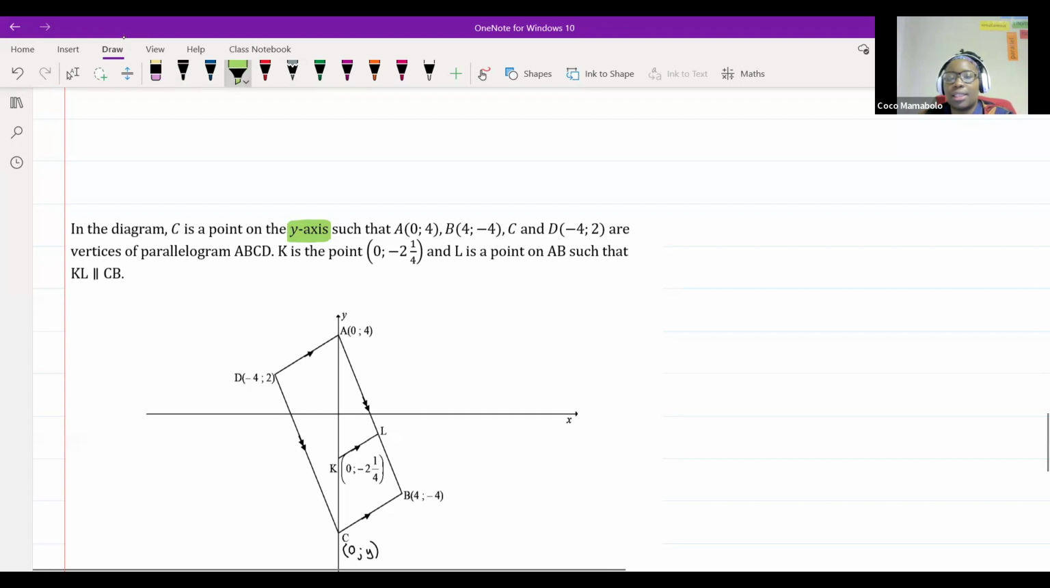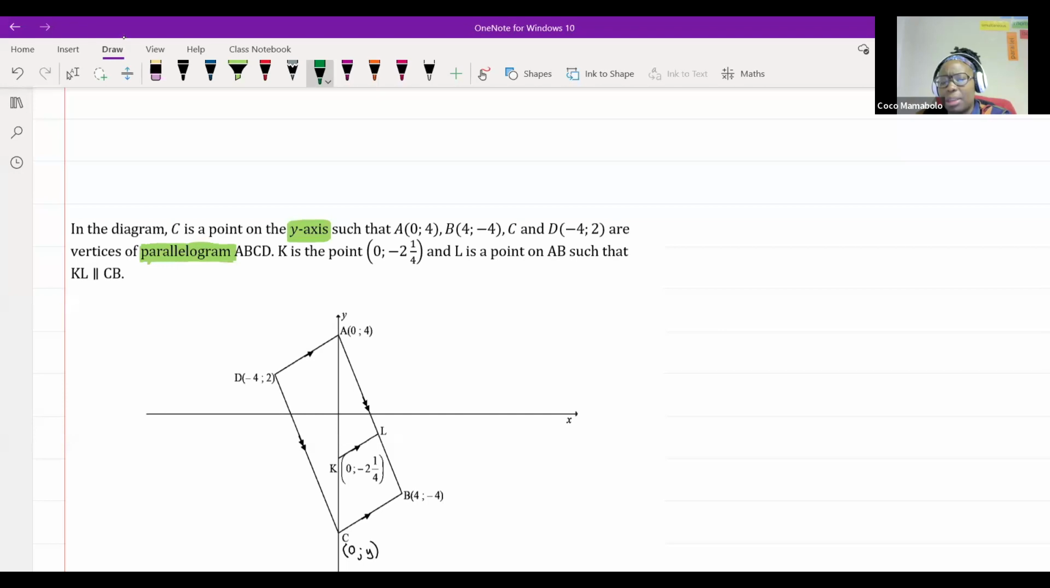It also says such that A is the point (0; 4), B is the point (4; -4), C and D, right? Here, C and D, they didn't give us any values for C, they gave us values for D, are vertices of a parallelogram. So the important part here is that we've been told that ABCD is a parallelogram. So we already know that we can use the properties of a parallelogram.